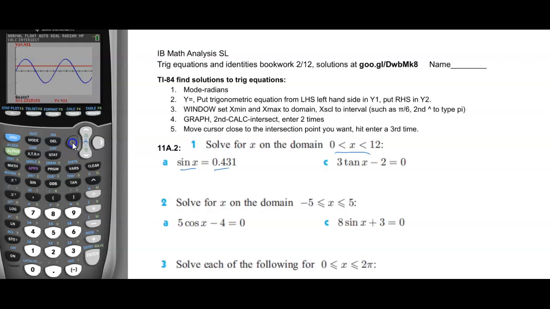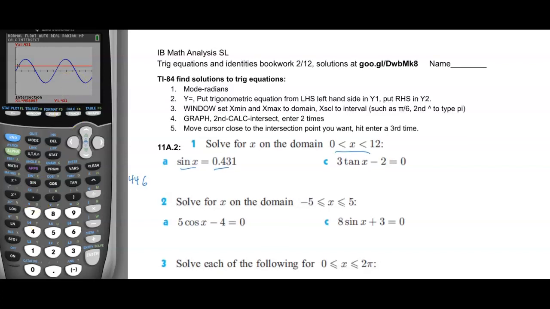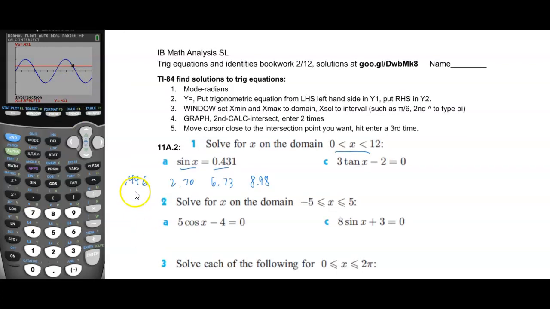Then you move the cursor close to the intersection you want. Let's do this first one here. And then we press enter again, and it'll give you the answer for the first intersection on the left side. So the x value is going to be 0.446. Okay, and then we're going to do this one, and then this one, and this one. I'll do that offline, and then I'll write the answers down, and you can check your answers. Okay, so I'll be back. Okay, so the four intersections are 0.446, 2.70, 6.73, and 8.98. I gave 3 sig figs.